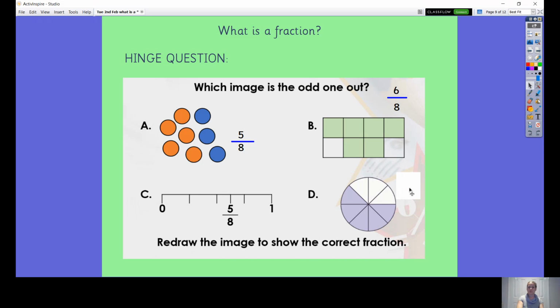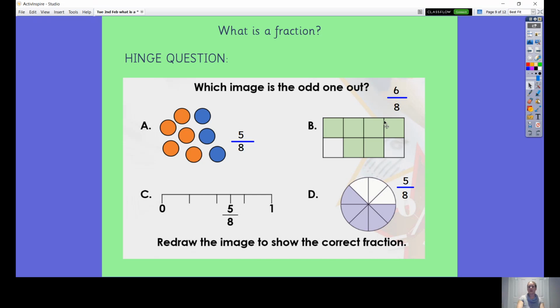So then I had another look at this one, and again there were 8 pieces and there were 5 shaded in. So I decided that B was the odd one out, because B was representing 6/8 and all the rest are representing 5/8. And then to redraw the image to show the correct fraction, I would draw this the same. If you haven't already done it, pause it now and have a go.